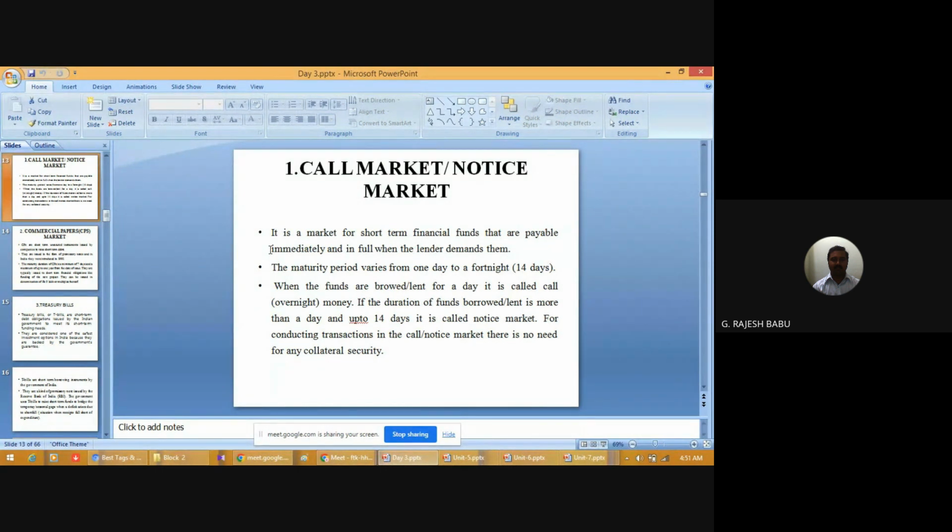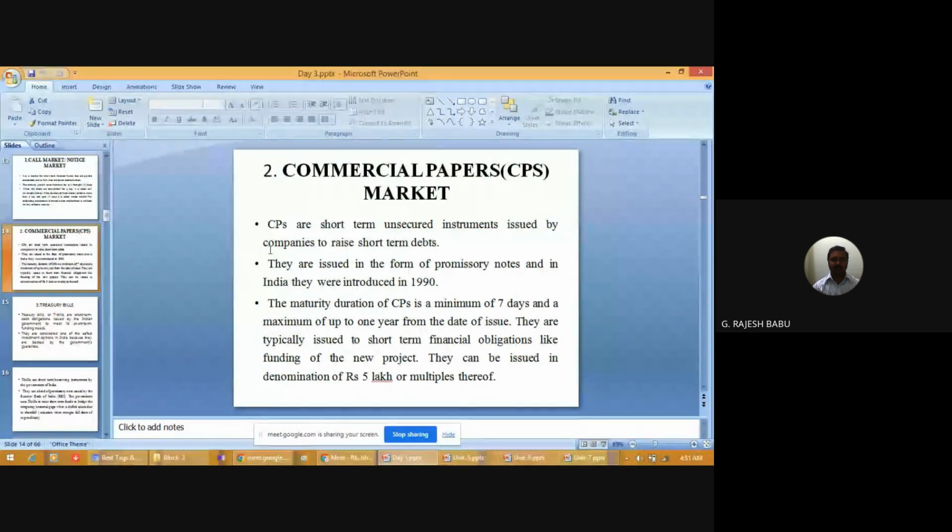Second, the commercial paper market. Commercial papers are short-term unsecured instruments issued by companies to raise short-term debt. They are issued in the form of promissory notes and in India they were introduced in 1990. Large corporations, primary dealers and financial institutions are authorized to issue commercial papers.